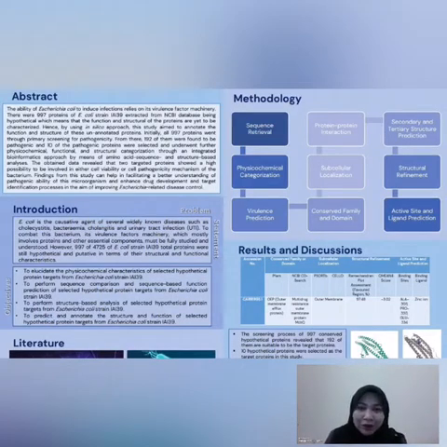The objectives of this study were to elucidate the physicochemical characteristics of selected hypothetical protein targets from Escherichia coli strain IAI39, to perform sequence comparison and sequence-based function prediction of selected hypothetical protein targets from Escherichia coli strain IAI39, to perform structure-based analysis of selected hypothetical protein targets from Escherichia coli strain IAI39, and to predict and annotate the structure and function of selected hypothetical protein targets from Escherichia coli strain IAI39.